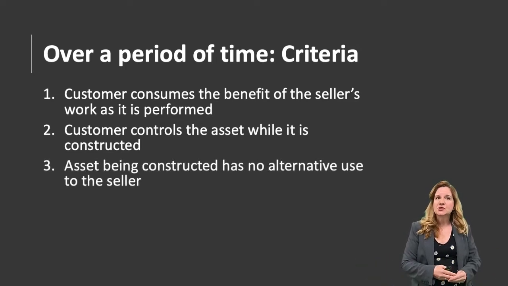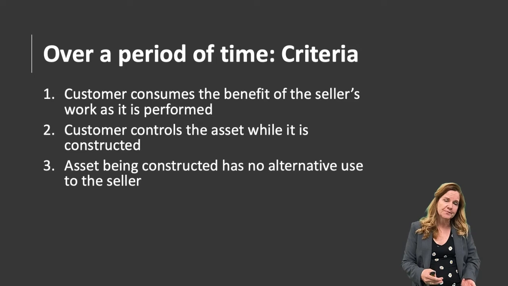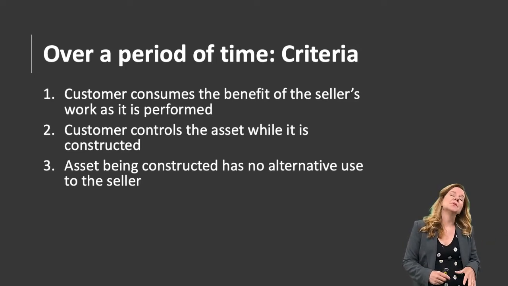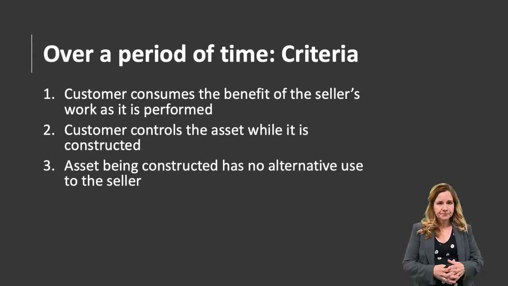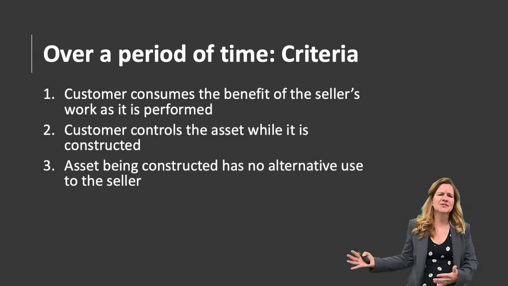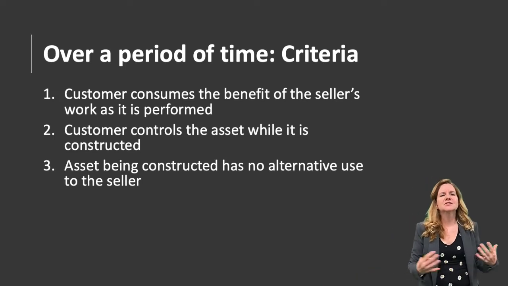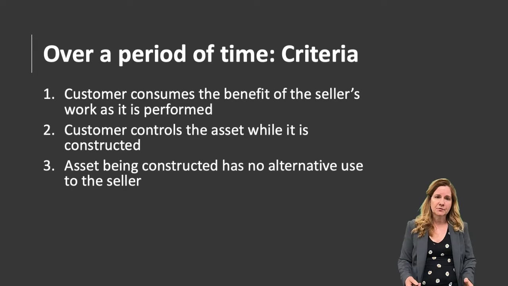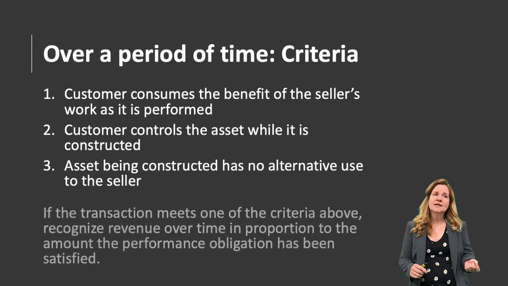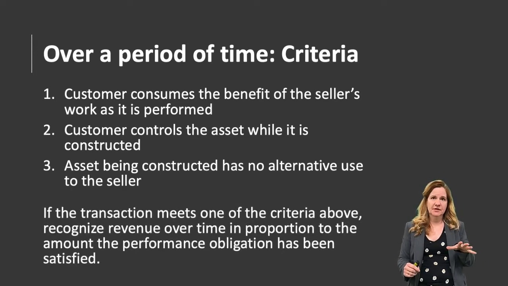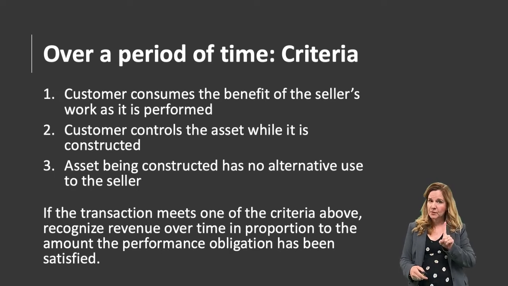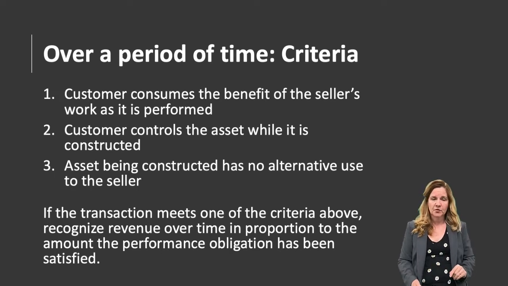And the asset is being constructed and has no alternative use. Example of this would be if Boeing were making airplanes for the US government, for example. They're making fighter jets. Boeing can't sell those fighter jets to United Airlines. So there's no alternative use. So revenue is being recognized during that period in which they're being built. So if the transaction meets one of the criteria, then we recognize revenue over time in proportion to the amount of the performance obligation. Now, when we only have one performance obligation, it's all going to go to that performance obligation.